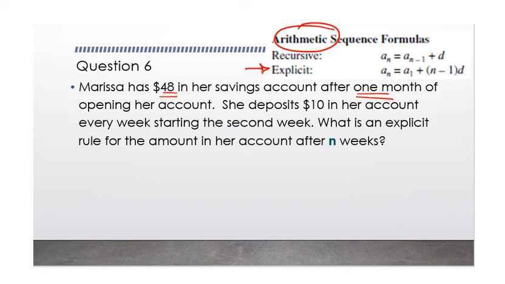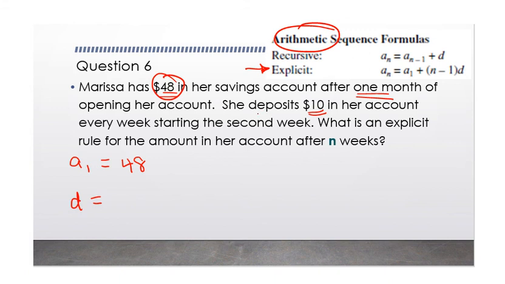This is how I know I'm going to use the explicit rule here. And I'm using arithmetic because we're adding a constant amount. We're adding a consistent slope of $10. So whenever we're doing an explicit rule, remember there's two things. For arithmetic sequences, we need the first term. So that's how much we start with at month 1. That's the $48. The d, that's our slope. That's our common difference. How much are we adding or subtracting every month?